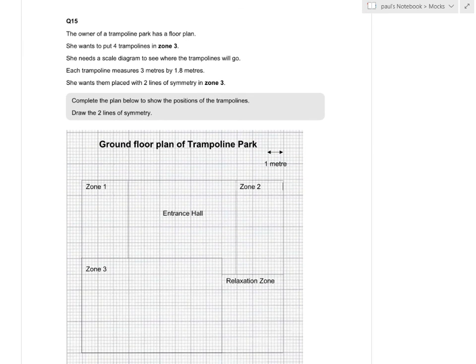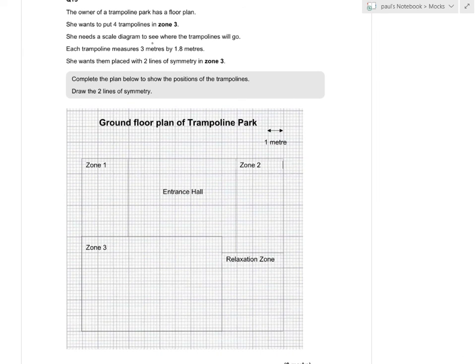Right, the owner of a trampoline park has a floor plan. She wants to put 4 trampolines in zone 3. There is zone 3. She needs a scale diagram to see where the trampolines will go. Each trampoline is 3 by 1.8 meters, and she wants them placed with 2 lines of symmetry. So there's a line of symmetry, maybe. Each square is a meter, so they've got to be 3 squares by 1.8 squares. And we've got to do them with a line of symmetry.